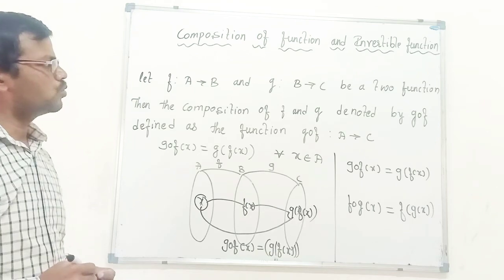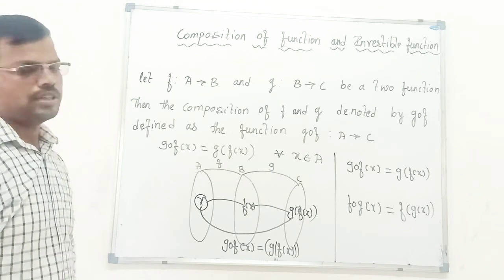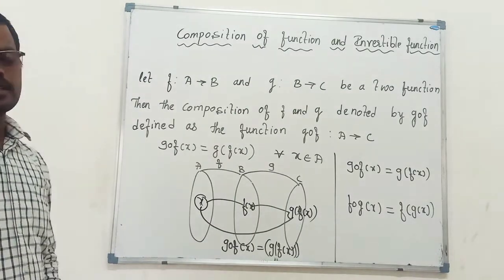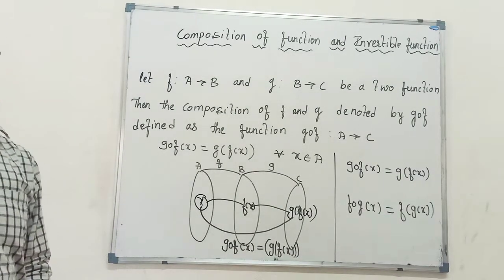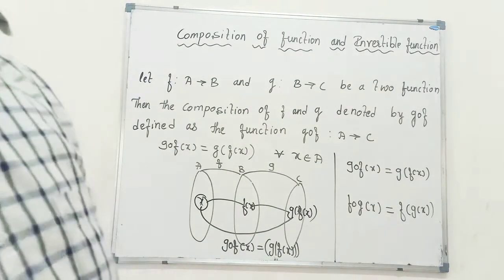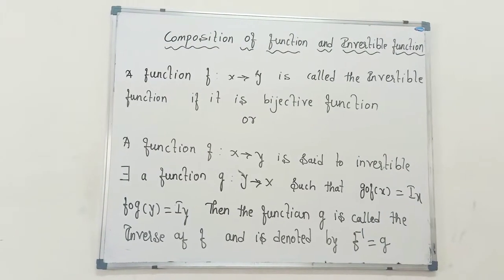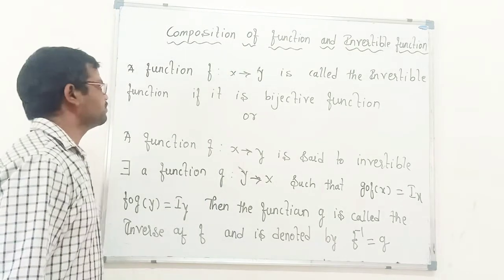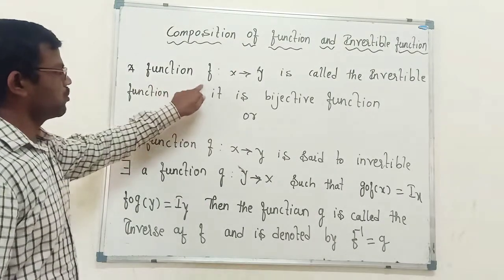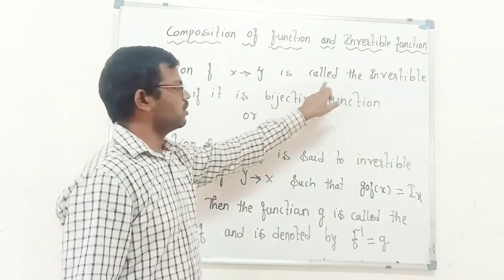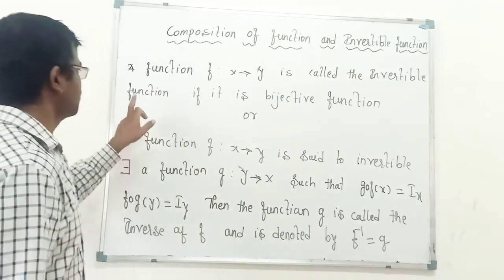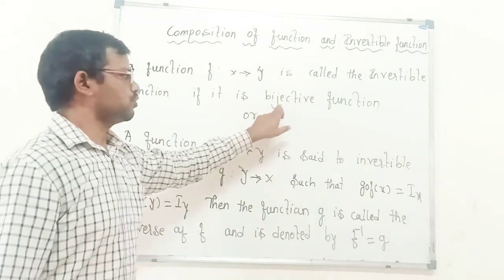So next we move to the invertible function. How is it defined and what is the actual definition of the invertible function? A function f from X to Y is called an invertible function, or is said to be an invertible function, if it is a bijective function.